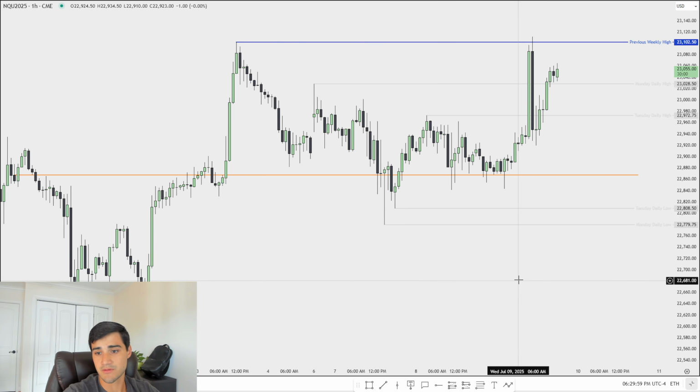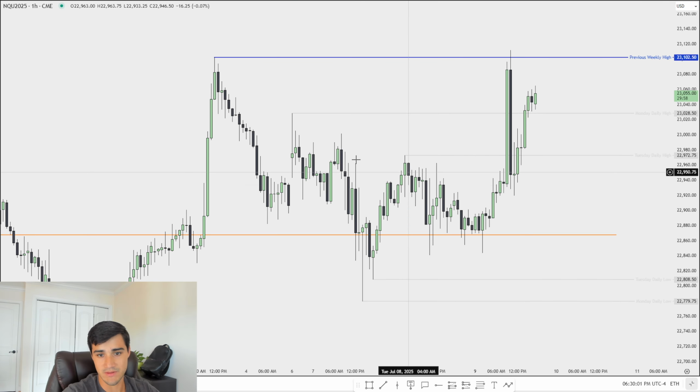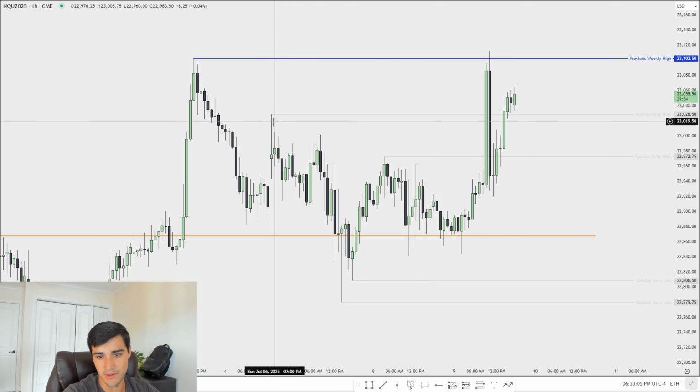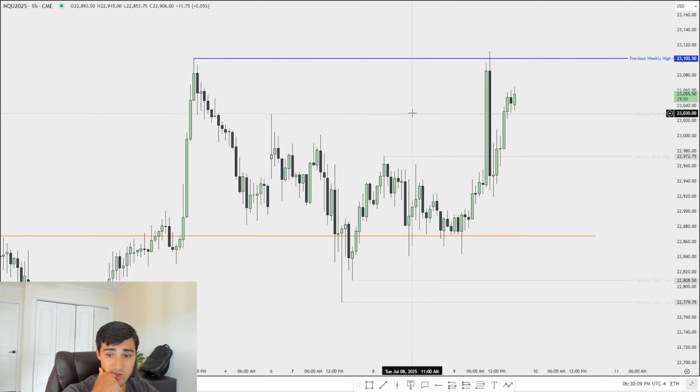I learned that from the ICT 2024 mentorship, where it basically just explains this simple concept, but it's not something that he invented. This has been around for a long time. It's just simple logic. Price is coiling up, and then boom, we have an explosive move out of the range, takes one side or the other. In this case, takes the high of the range. Why? Because we're bullish on the daily.